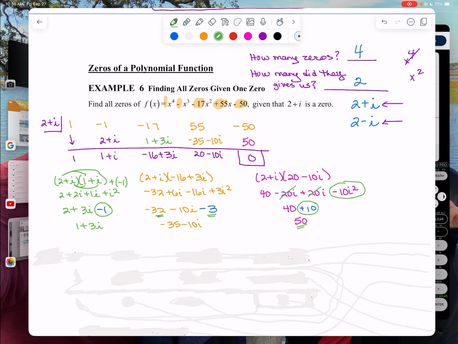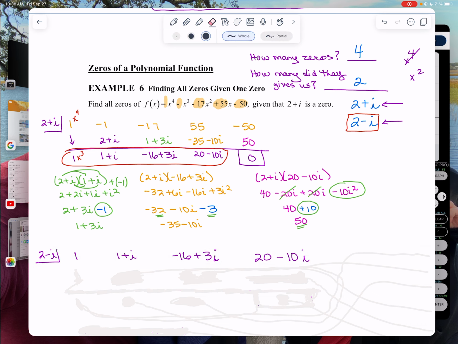Okay, now the whole reason we are doing that, why in the world did we start off doing that? Remember, we're trying to go from x to the 4th down to x to the 3rd, which we did. So now I'm going to put plus minus i on my shelf, and remember, I'm going to take my coefficients, the ones that I just got. That's what I'm going to put for the next synthetic division. That goes right.